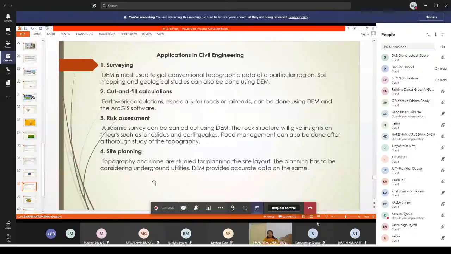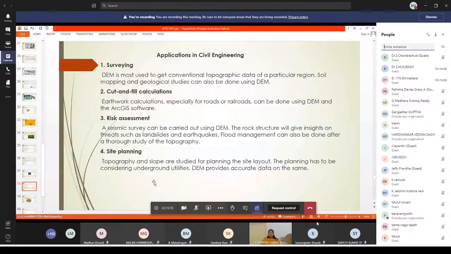Cut and fill calculation, earthwork calculation, especially for roads or railroads, can be done using the digital elevation model and the ArcGIS software. ArcGIS is software where we can create all these digital elevation models, or DTM or DSM. Coming to risk assessment, a seismic survey can be carried out using a digital elevation model. The rock structure will give insights on threats such as landslides and earthquakes. Flood management can also be done after a thorough study of the topography.